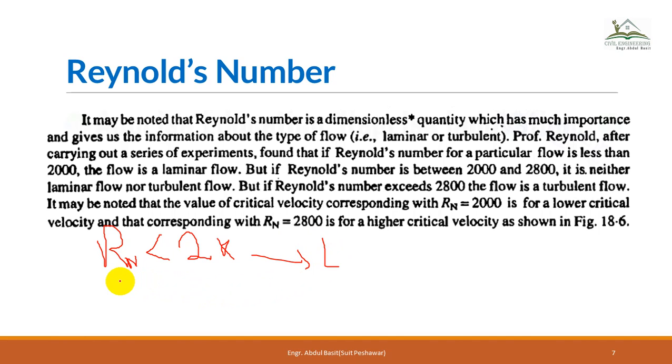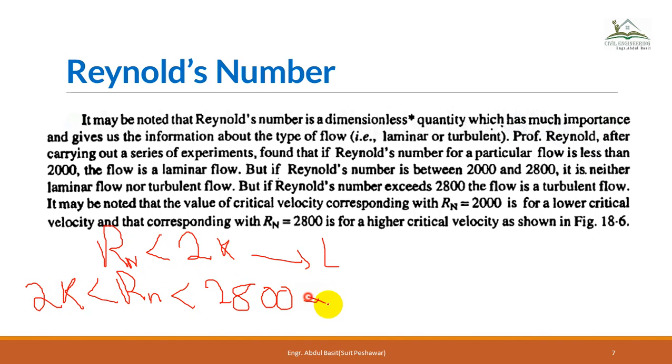Whenever the Reynolds number Rn is less than 2800 and greater than 2000, this will be transition flow. This is the transition zone between laminar and turbulent flow, so this is for transition.